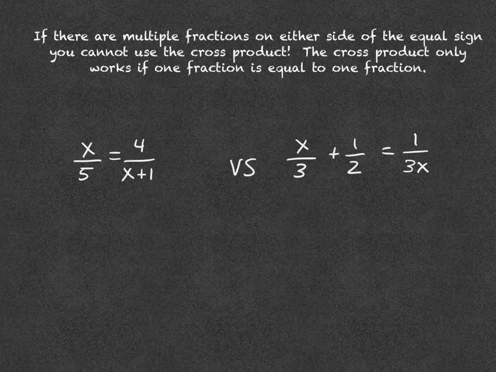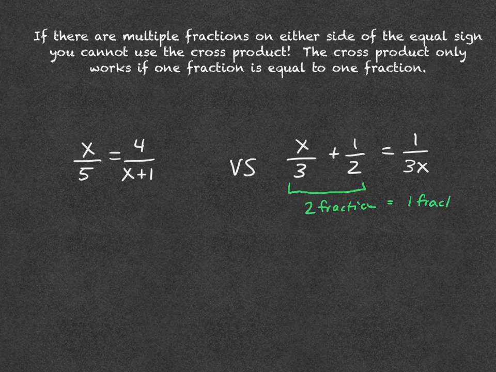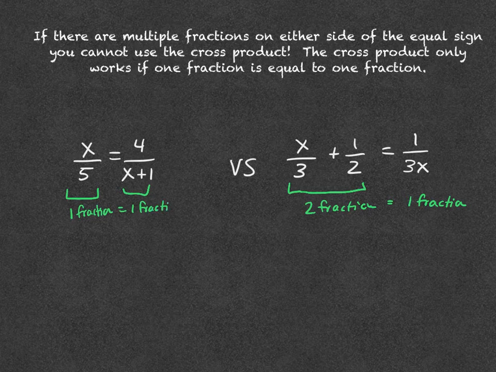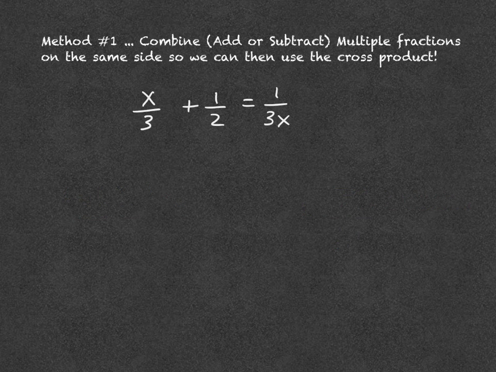As we move forward, we need to remind ourselves that if we see multiple fractions on one side of the equal sign, like over here, where there are two fractions on this side and on the other side only one, and there could be more than two, maybe 3, or 2 on each side, we cannot use the cross product. We can only use the cross product if we have one fraction on the left side equal to one fraction on the right side. So the next step is looking at 2 different ways that we can handle problems like this.